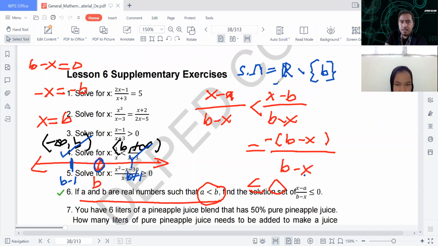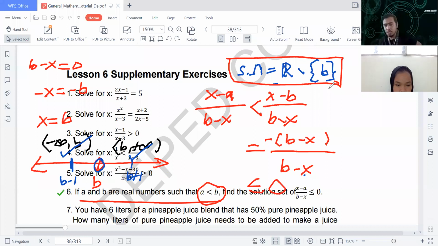Okay? So that's it for number 6. Any questions? Clarifications? I just presented number 6 because I know that it is not suitable for your level at this very moment. I just presented it because you might be encountering this kind of problem in college. And actually, it's part of your book. Any questions?